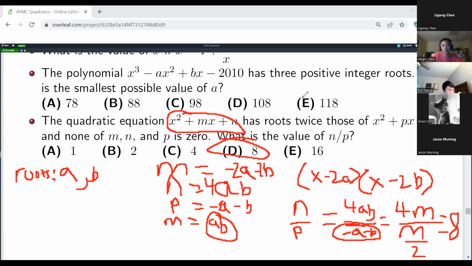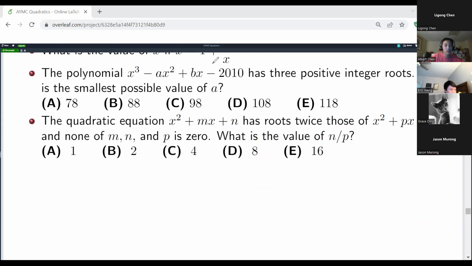So using Vieta's, we can get some pretty satisfying equations that cancel out. That's how we get n over p. All right. So that's question 4. Let's move on to the next question.